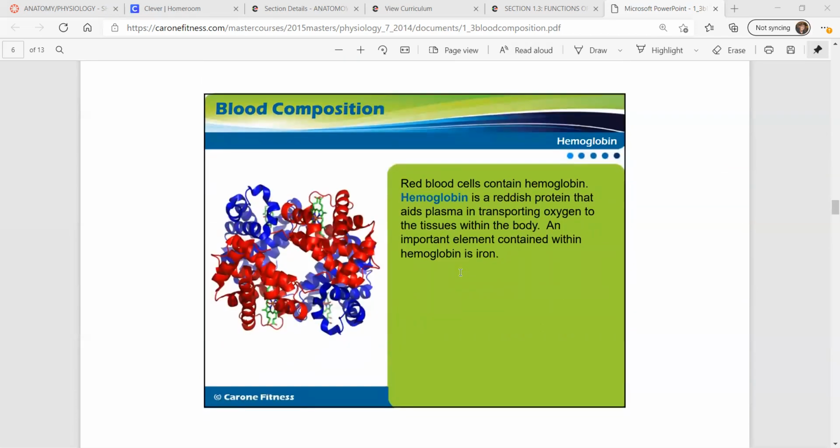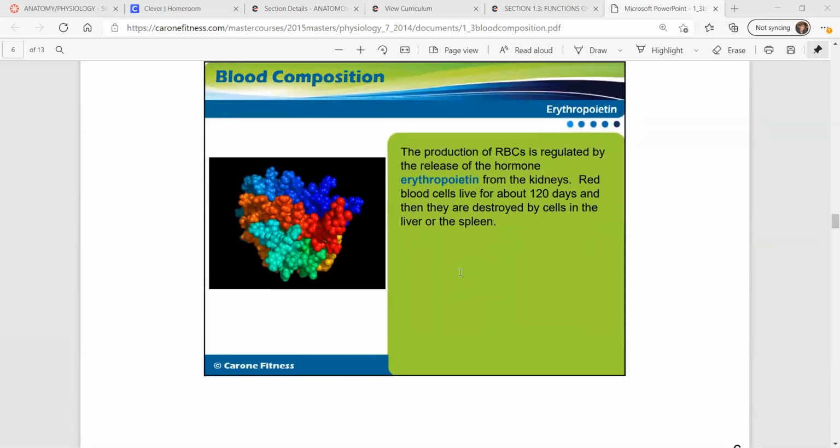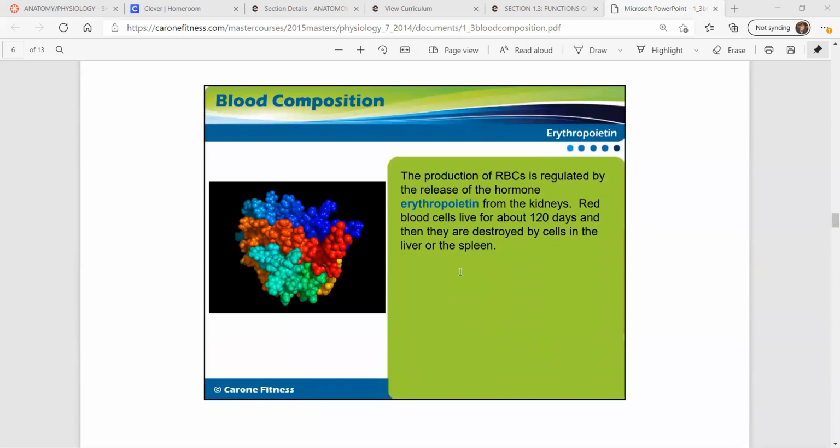Red blood cells contain hemoglobin, and hemoglobin is a reddish protein that aids plasma in transporting oxygen to the tissues within the body. And an important element contained within hemoglobin is iron. The production of red blood cells is regulated by the release of the hormone erythropoietin from the kidneys. Red blood cells live for about 120 days, and then they are destroyed by cells in the liver or the spleen.